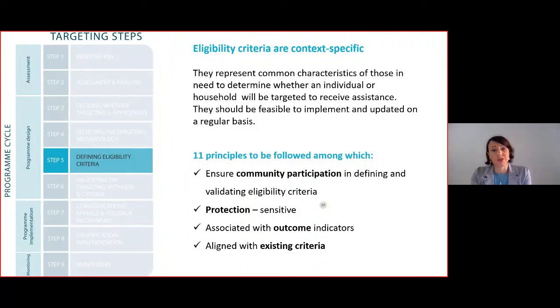When possible, the criteria should be aligned with existing criteria. We have certain specific contexts where there is already a social safety net in place, and therefore it's very important that the targeting criteria for, for example, refugees are in line with the ones for the host population.